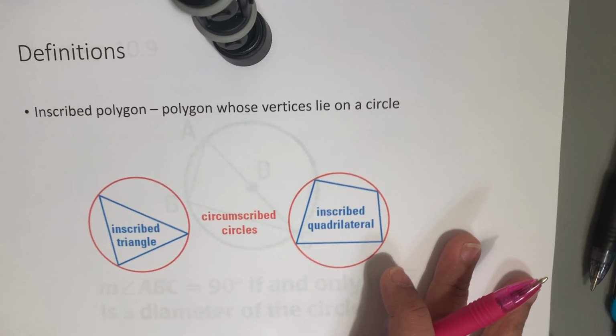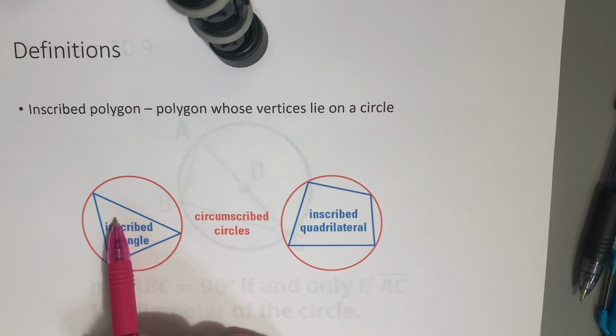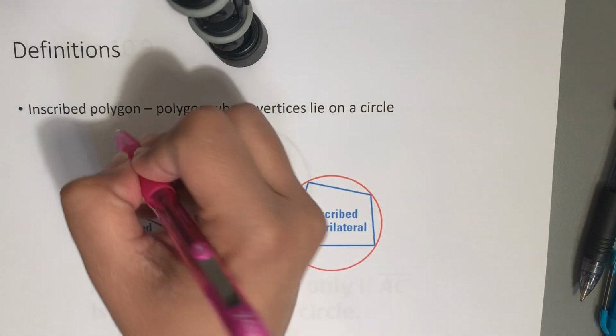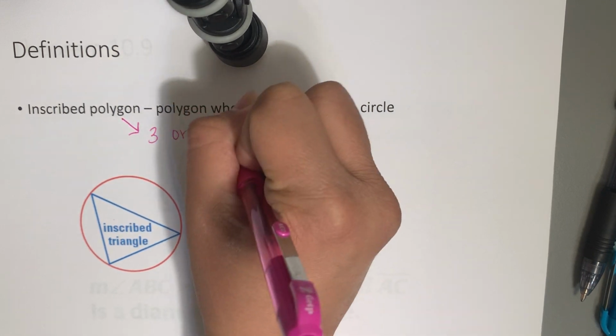And then now we have inscribed polygons, and that just means that they're inside the circle. So here we have an inscribed triangle. Here we have an inscribed quadrilateral. You can have really any shape that has 3 or more sides, because remember, a polygon has 3 or more sides.